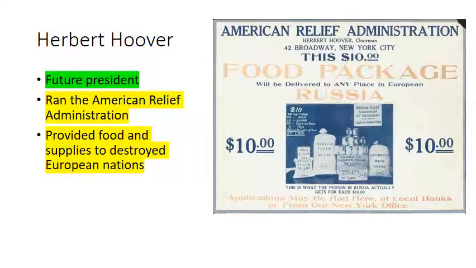We have a future president involved with World War I. We're going to have Herbert Hoover. He'll be president towards the end of the 1920s. A lot of Europeans, especially in Belgium, which was occupied by Germany, were starving. A lot of Russians were starving. Herbert Hoover is going to run the American Relief Administration, providing food and supplies to the destroyed European nations involved in World War I.